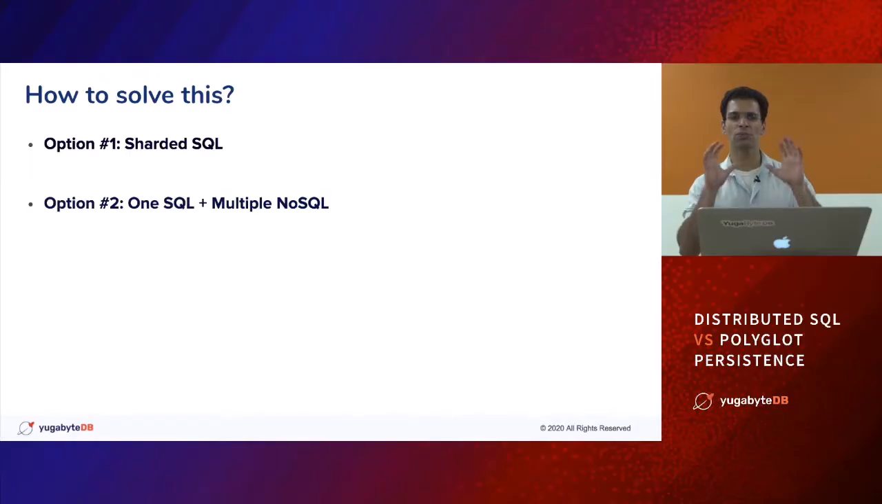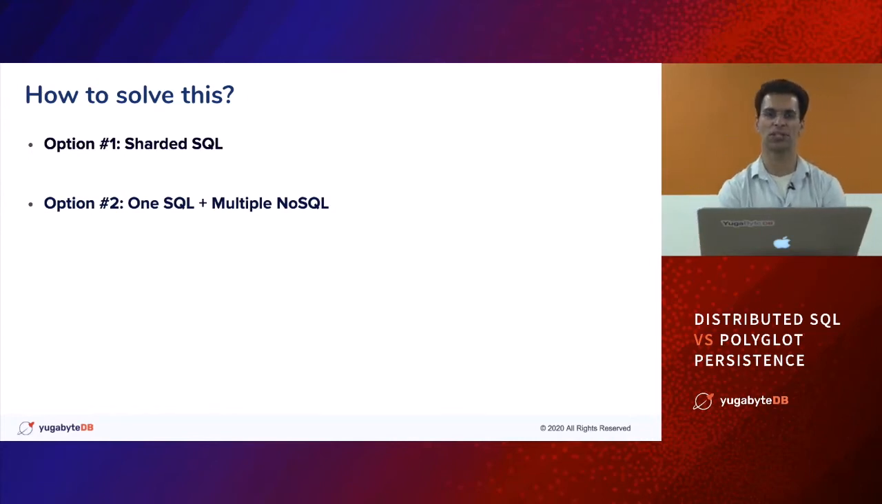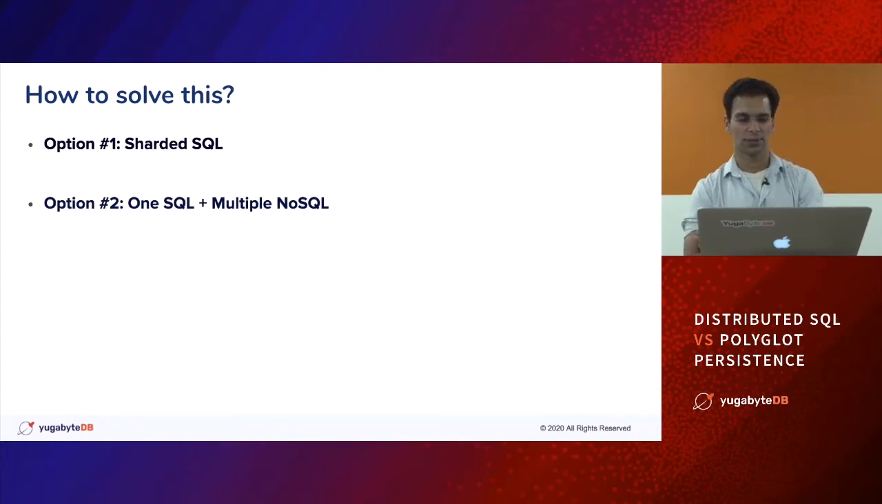Okay, so when you put all of that, like when we talk about the high throughput writes, over time your data is going to build up. If your data builds up, you need to be able to go beyond a single node RDBMS. You need to go to multiple nodes. How do you solve this issue? Well, you have two primary options, right? Your first option is to build a sharded SQL solution. Your second option is to have one SQL database and a bunch of NoSQL databases. Let's not even look at option two. Let's start with option one.